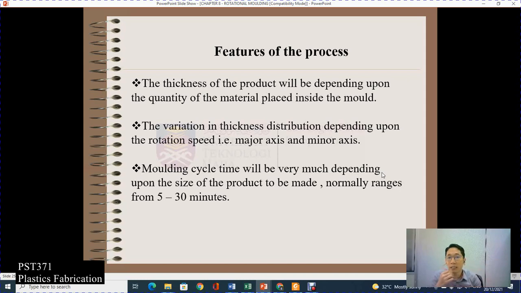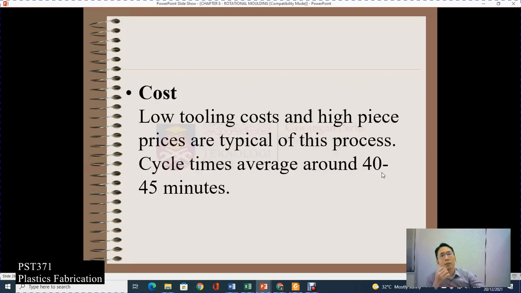And then the molding cycle time will depend very much upon the size of the product to be made. Normally it ranges from 5 to 30 minutes. And the cost: low tooling cost and high piece price are typical of this product. Okay, cycle time averages around 40 to 45 minutes for one single part.